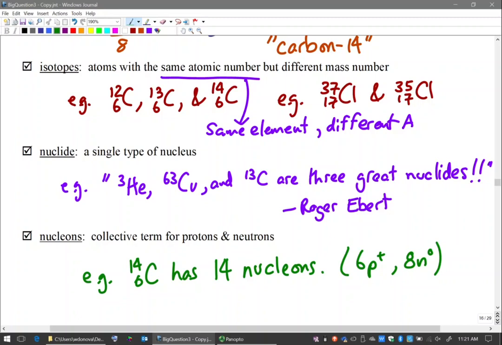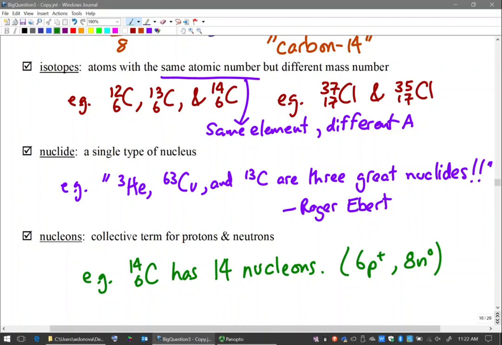Those are 2 different nuclides. They are atoms of different elements, so we wouldn't say they're isotopes. There are other terms that are less important. Chlorine-35 and sulfur-35. They are 2 nuclides that happen to have the same mass number. That is probably the most succinct way to describe them. They're not isotopes because they're not of the same element.